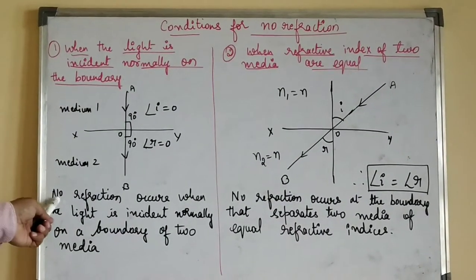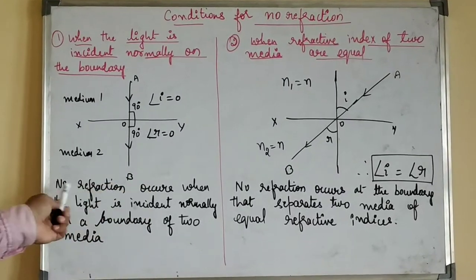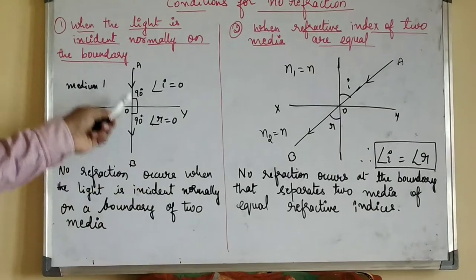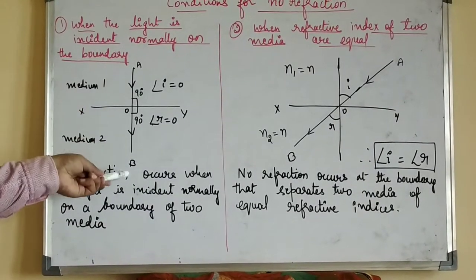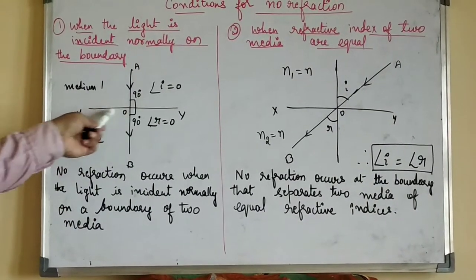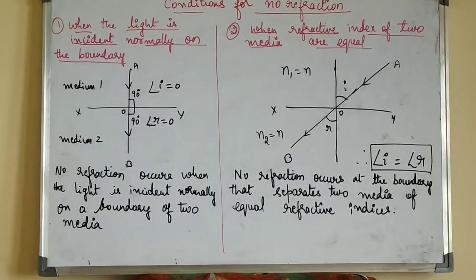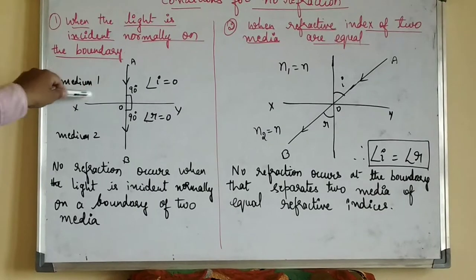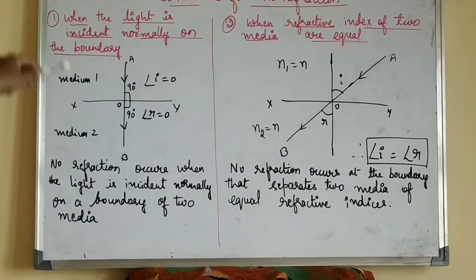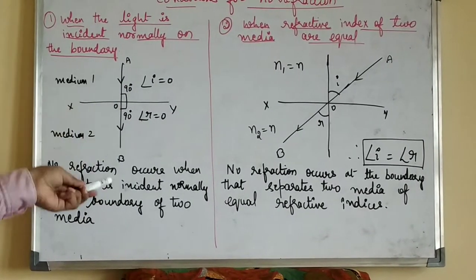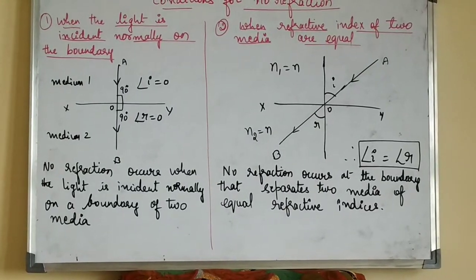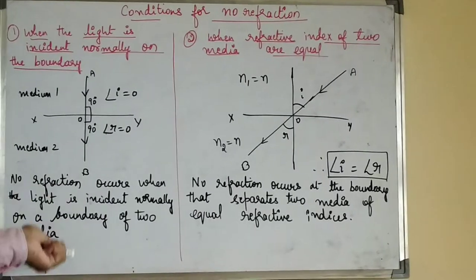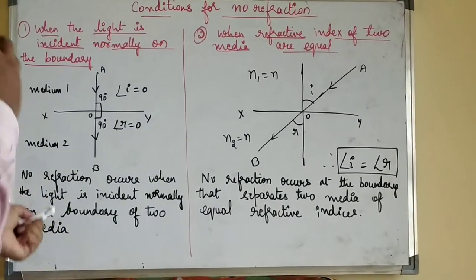Okay, so there is no refraction only when the light is incident normally on the boundary of two media. So when the light is incident along the normal on the boundary of the two media, what happens? There is no refraction. Which means you cannot obey Snell's law here. Snell's law is not obeyed.